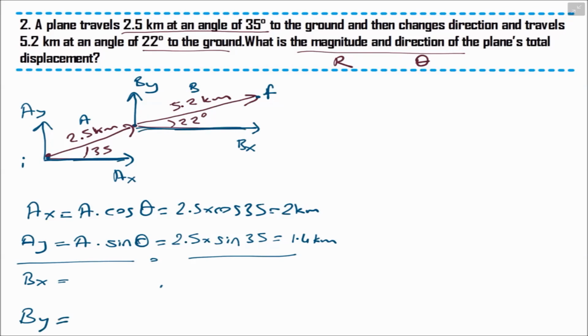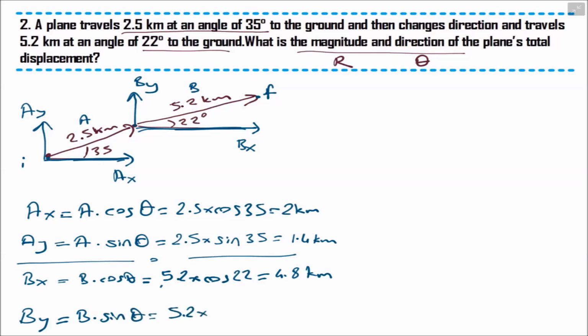And now I'm going to calculate BX and the BY. BX, it's also adjacent, so it will be B times cosine theta, and B is the 5.2 times cosine 22, so it will be equal 4.8 kilometer. And BY, it will be B times sine theta, 5.2 times sine 22, and it will be equal 1.9 kilometer.